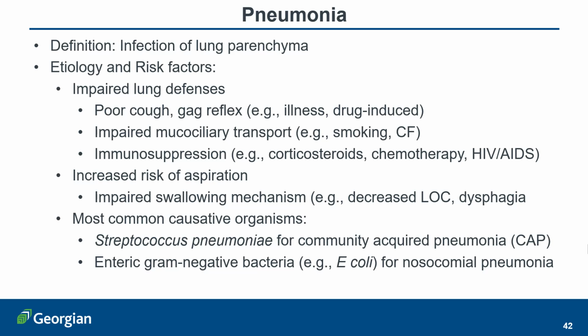of developing pneumonia. In addition, if they have an increased risk of aspiration, for example, if they have impaired swallowing mechanism, such as when they have a decreased level of consciousness or dysphagia, then they are also at risk of developing pneumonia. In terms of the etiology, the most common causative microorganisms for pneumonia is Streptococcus pneumoniae for community-acquired pneumonia or CAP, and enteric gram-negative bacteria, for example, E. coli for nosocomial pneumonia, or pneumonia that is contracted in the hospital setting, for example.